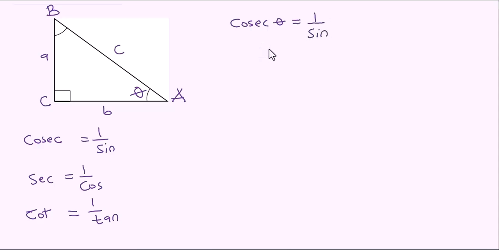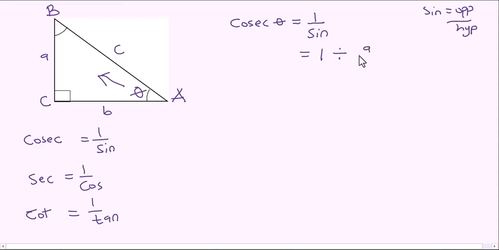simply means that we have 1 divided by sine. And what is sine? Sine is opposite over hypotenuse. So what is the opposite? Remember, let me put it here. Sine is opposite over hypotenuse. Using our reference angle, which is theta, the opposite is A. So A over, and what is our hypotenuse? C.